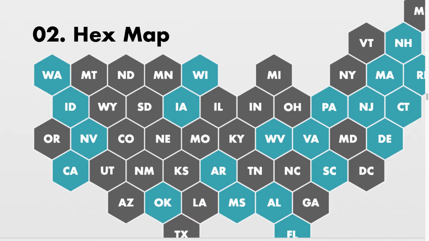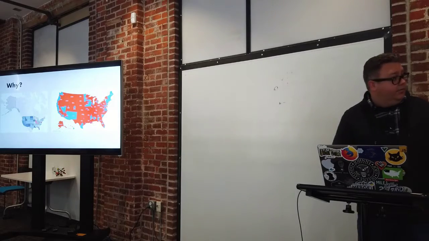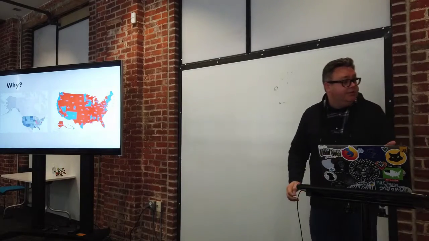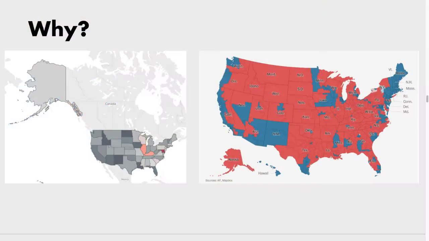All right, next visualization, a hex map. Has anybody seen these before? Hexagon maps? The reason we use these in data visualization is this: anytime you want to make a map, you have to pick a projection, and the projection distorts the map in some way. Some are better than others, but they all distort it somehow.